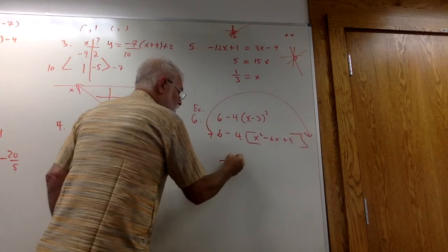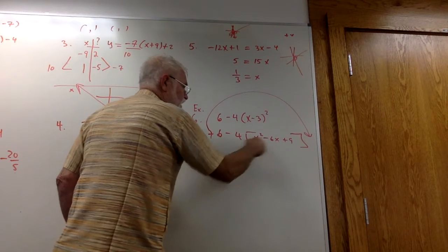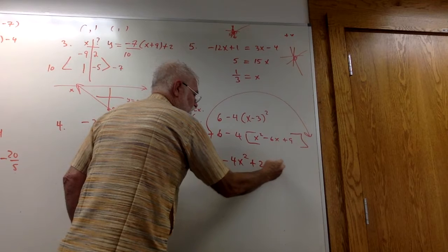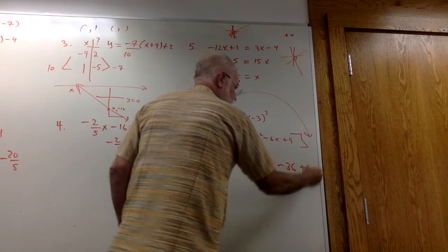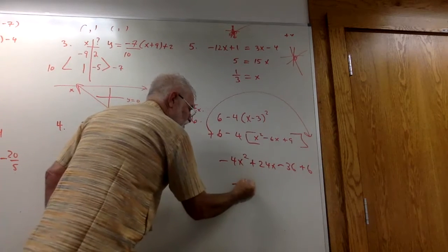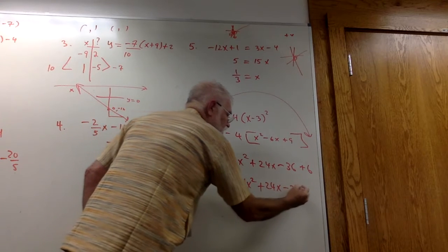So we got minus 4x squared, positive, negative times negative, positive 24x, negative 4 times 9 minus 36. And then the last thing we're going to do is add 6. So minus 4x squared plus 24x minus 30.